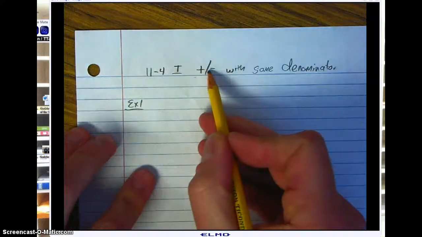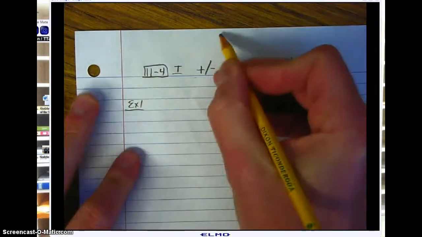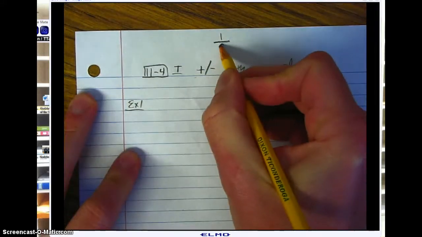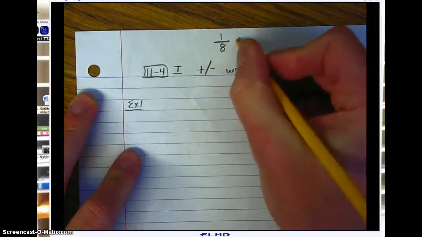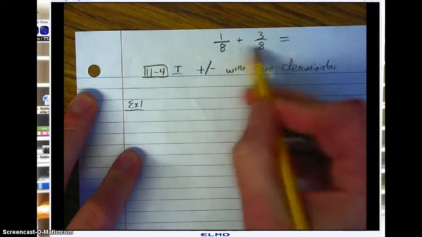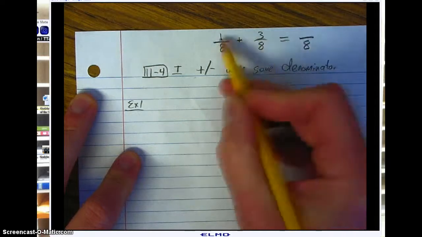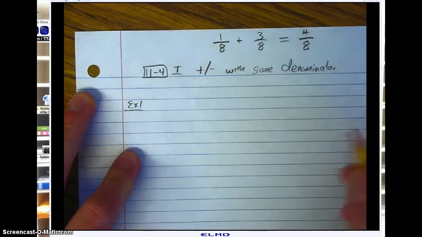11-4, Part 1. Adding and subtracting with the same denominators. These are rational expressions, just like this: 1/8 plus 3/8. They have the same denominator. This is easy. It's something over 8. Well, 1 plus 3, these are kind of just like terms. You add them together and get 4/8.